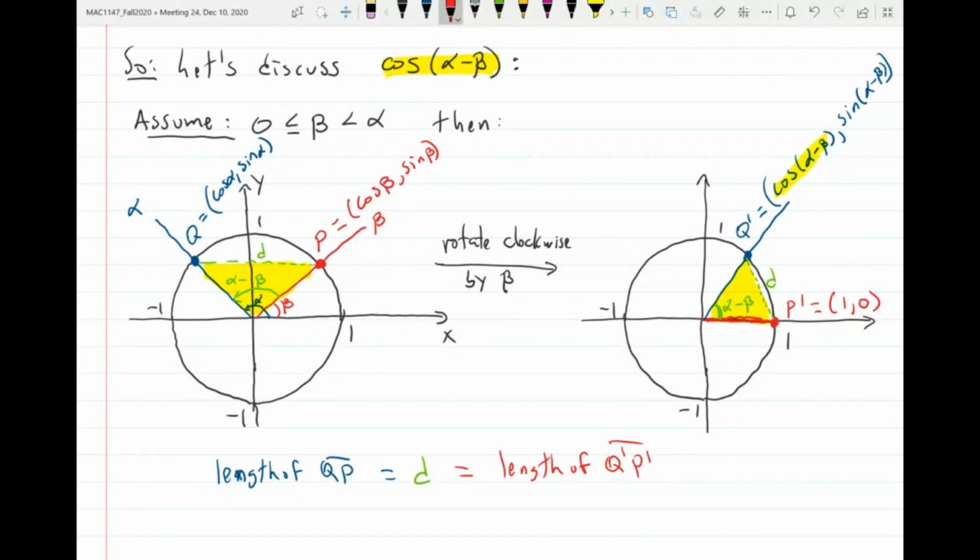All right, but how do you find the length of a segment? You just use the distance formula, right? Because when you have a segment, that means you have two endpoints, and if you know the coordinates of the endpoints, then you can use the distance formula. So what's the length of QP? It's going to be the square root of, you subtract the x's and square it, then subtract the y's and square it. So this is cosine of alpha minus cosine of beta, squared, plus sine of alpha minus sine of beta, squared. Everybody okay with this?